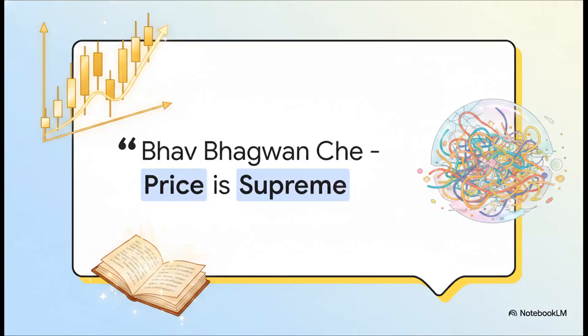And this stark contrast between absolute clarity and total clutter brings us to a really grounding Gujarati stock market saying, Bhav Bhagwan Che, which translates to price is supreme. Honestly, all those fancy indicators from before, they're literally just derived from the price itself. So if you learn to read the price, you are going straight to the source of truth.